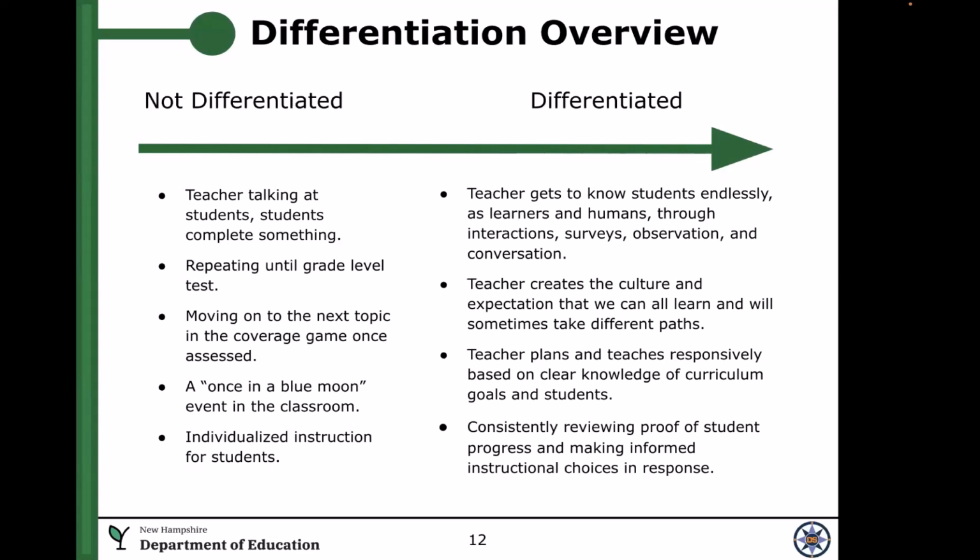We can't, again, just stand at the board and teach to them and expect them to really be dialed in. We want to have all of our educators creating a culture and expectation that all students can learn, and that sometimes they need to take a slightly different path. We want to make sure that we are planning with a clear understanding of what our curriculum is, what our students are, and how we're going to get them there. And then really looking at the proof of progress, so that consistent progress monitoring and making informed instructional choices in response.